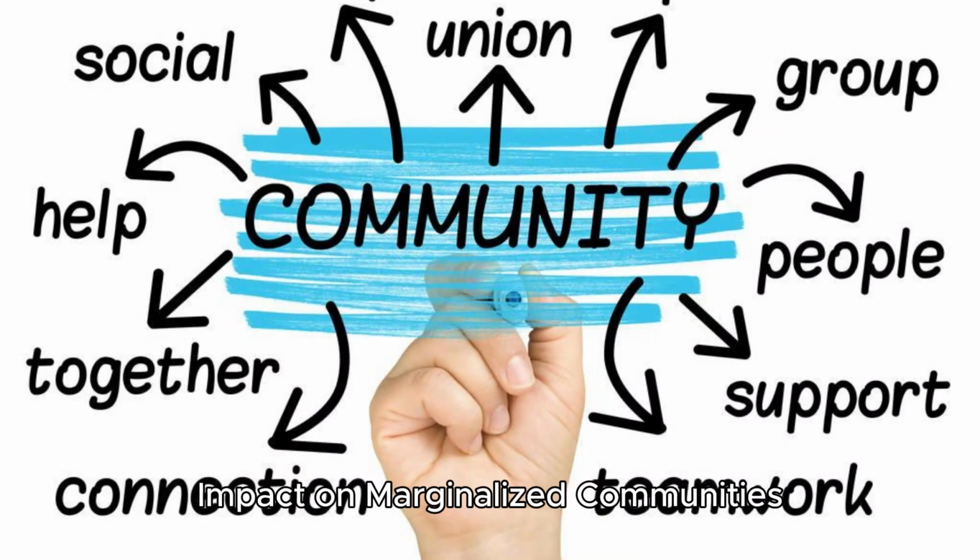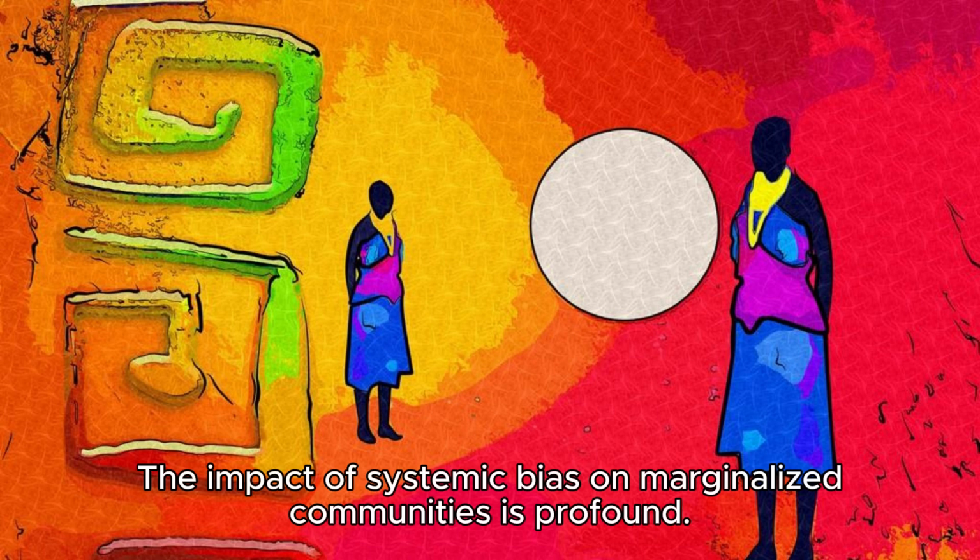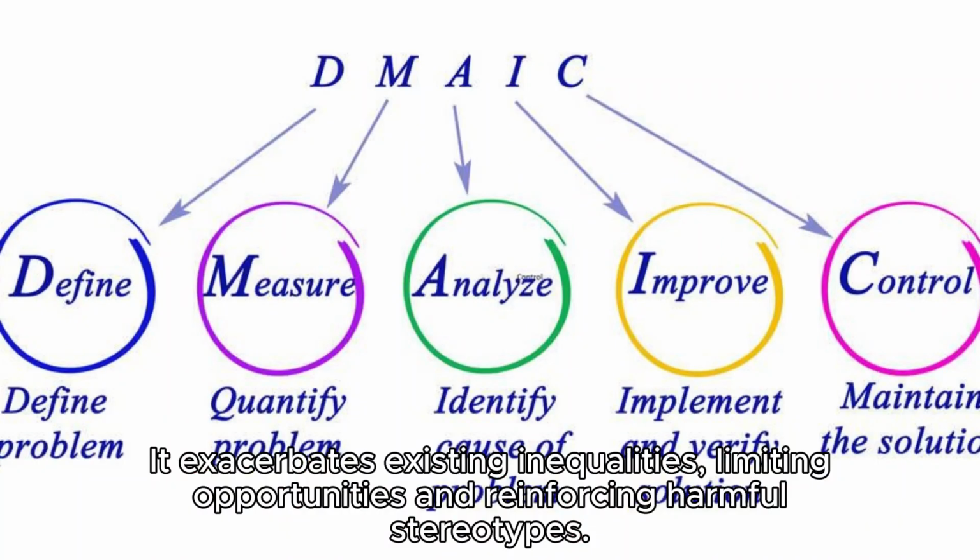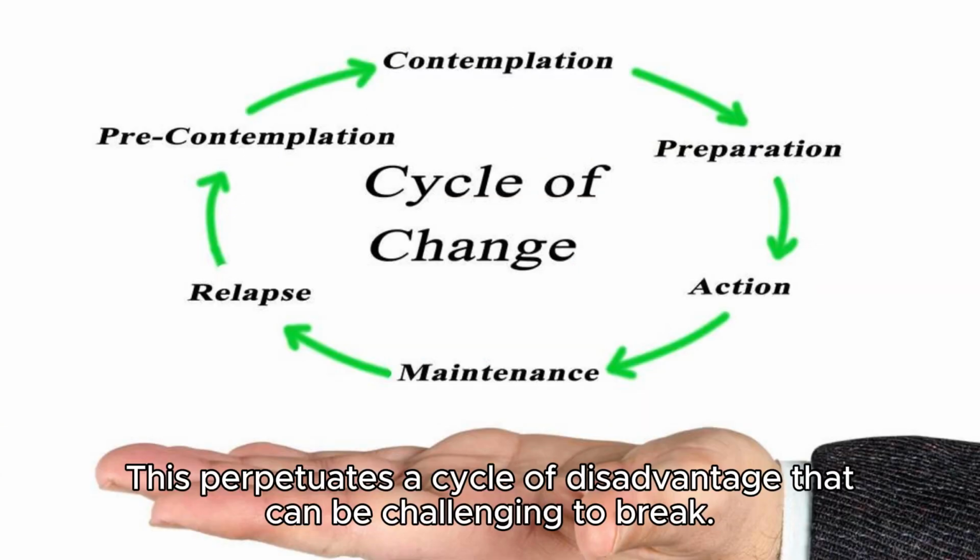Impact on marginalized communities. The impact of systemic bias on marginalized communities is profound. It exacerbates existing inequalities, limiting opportunities, and reinforcing harmful stereotypes. This perpetuates a cycle of disadvantage that can be challenging to break.